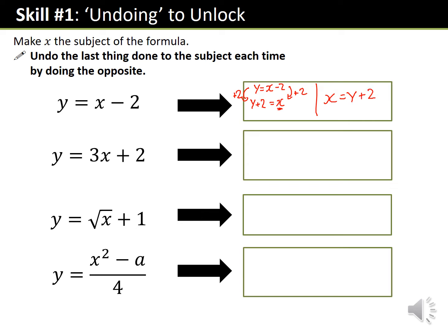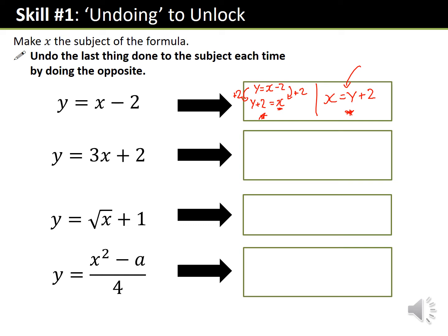All I've done there is switch the sides of the equation. So either is fine. You can leave it like that or like that. I think usually this one is the done thing now. If you're making x the subject, you generally have x on the left hand side, but either answer is valid.